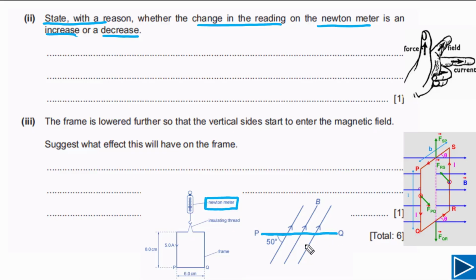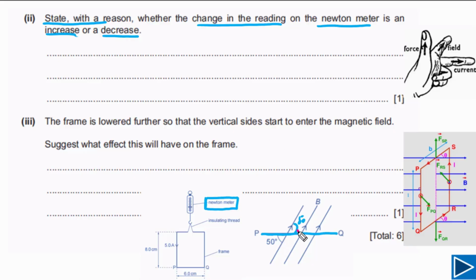So this is side PQ. And the angle between PQ and B is given. The angle is 50 degrees, so I can simply also say this angle is 50 degrees. But we have to be very clear: B is in the horizontal plane. So B has 2 components.